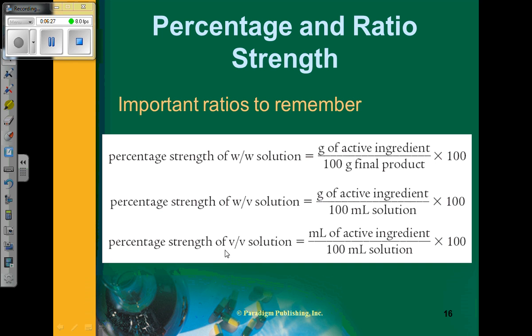And of course, your last one here: your percentage strength of volume and volume is milliliters of active ingredient over 100 milliliters of solution. You're going to multiply that by 100. An example of volume and volume involves mixing a pure liquid and another liquid, such as pure alcohol or water.